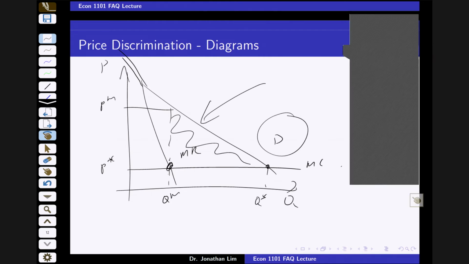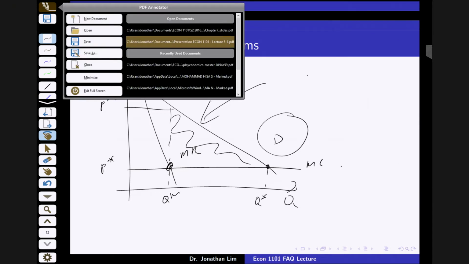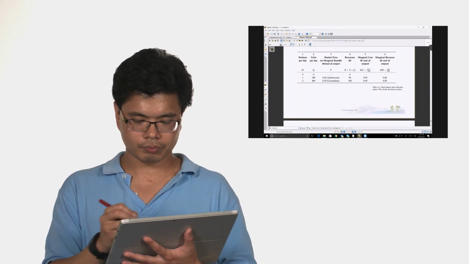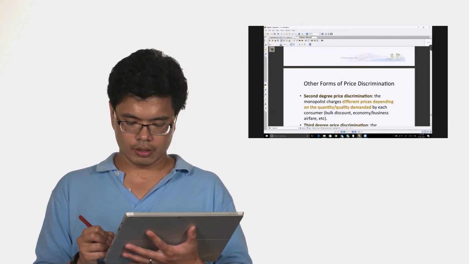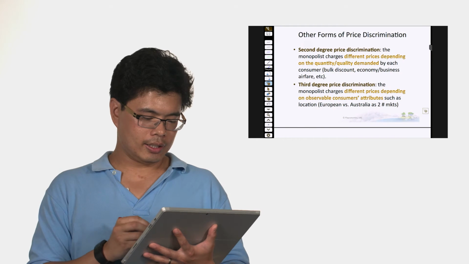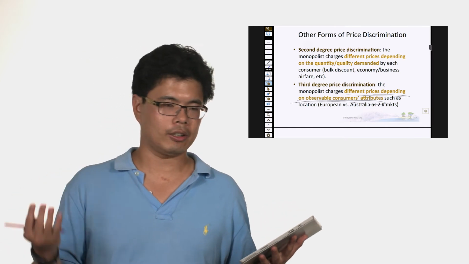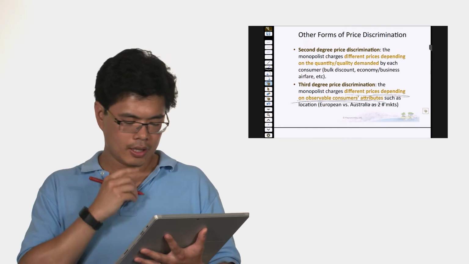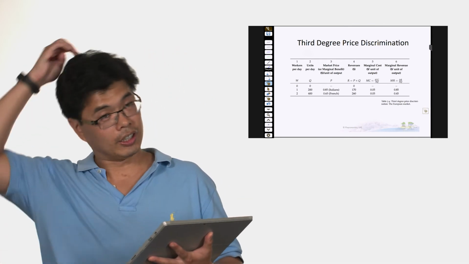To give you a slightly more concrete example, I'm going to step through one in the review slides so that you're a little bit clearer of where we're heading. With third degree price discrimination, the key thing is that we can charge different prices based on different observable attributes or characteristics, like the example I've given of a student versus a pensioner. The example given in the review slides is this one here.